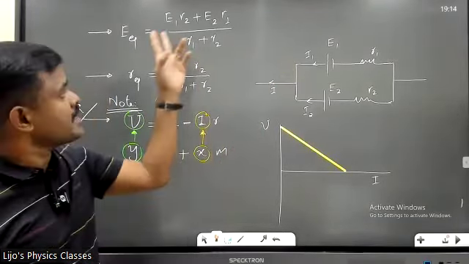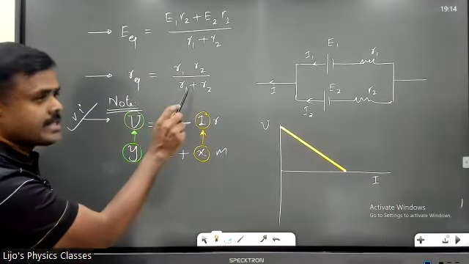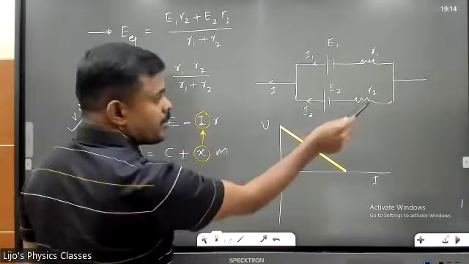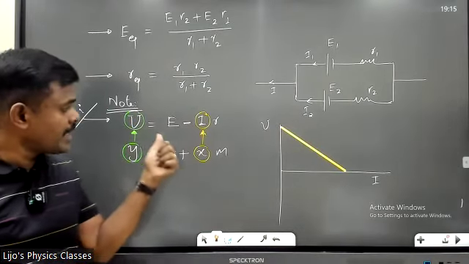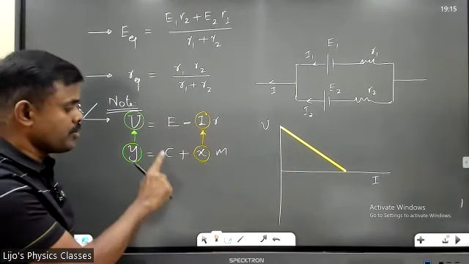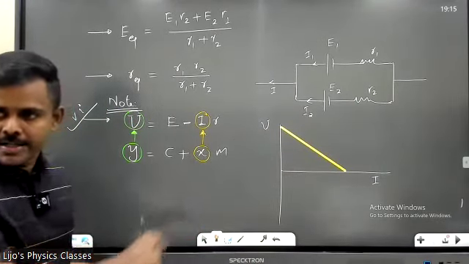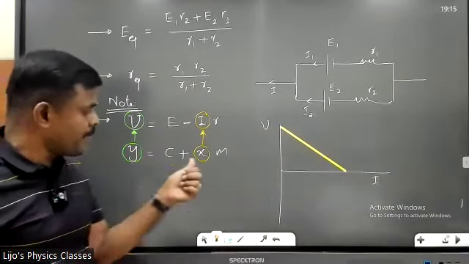E1 and E2 are EMFs of the cells. R1 and R2 are internal resistances of the cells. And I told you equivalent resistance, since they are in parallel, must be R1R2 divided by R1 plus R2. Then this equation I forgot to write yesterday: V is equal to E minus Ir. And this looks similar to Y is equal to C plus MX. This equation represents a straight line.